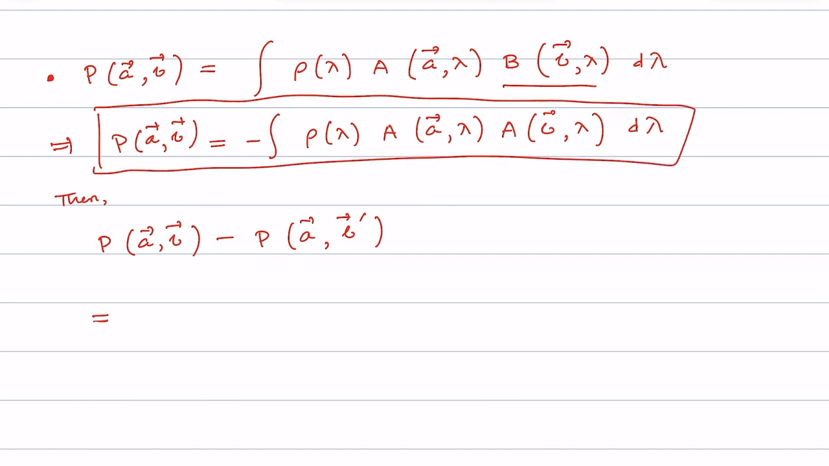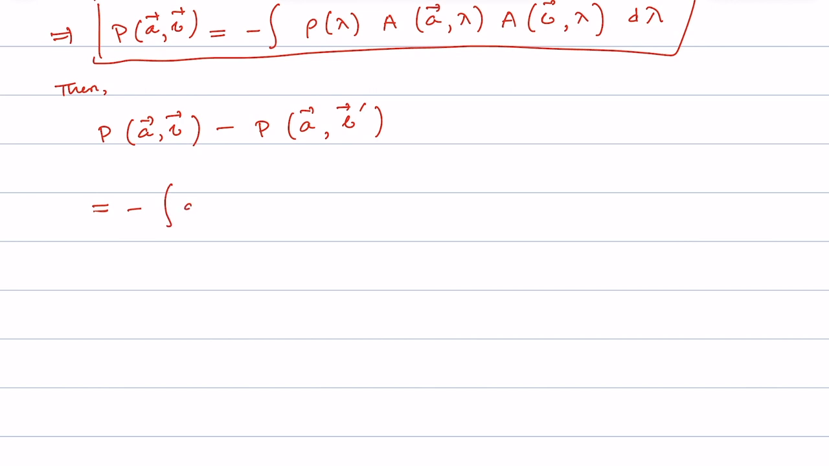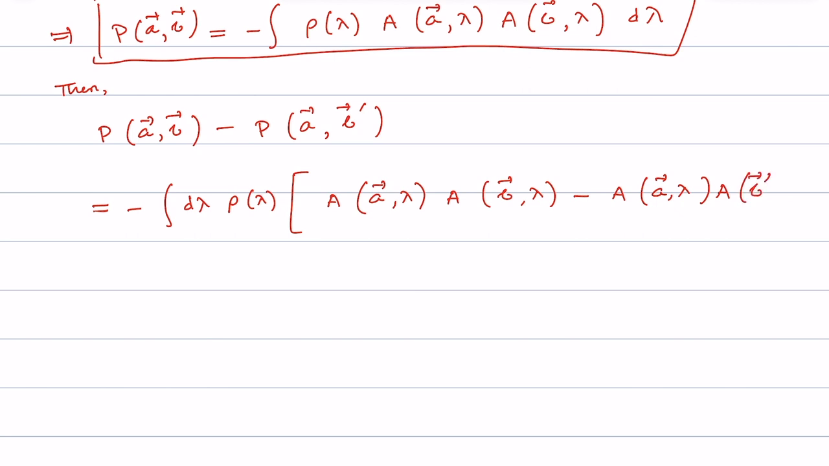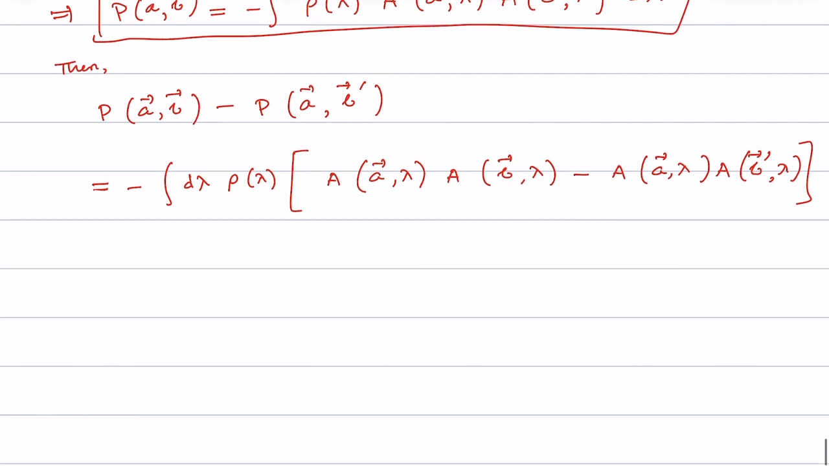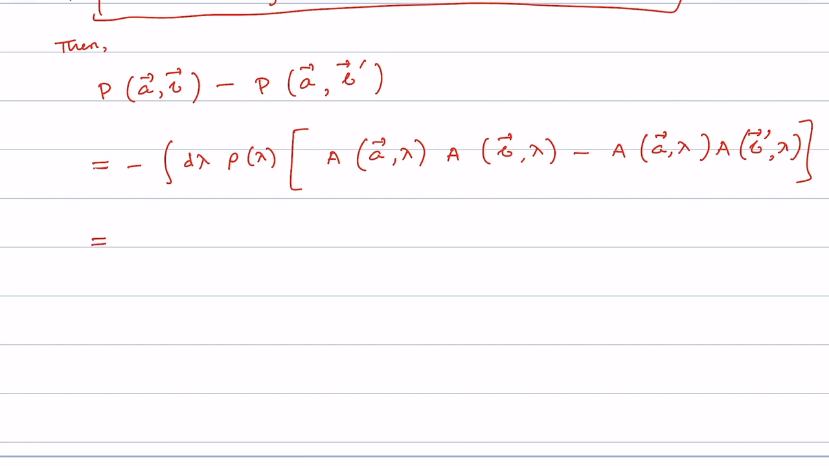If I utilize this expression, I can get minus the integral d lambda rho(lambda) A(lambda, a) times [B(lambda, b') minus A(lambda, a') B(lambda, b')]. Okay, this is what I'll get. And in the similar way that we have done in the lecture class, if you follow similar steps, it is very straightforward to work it out. I'm not going to do it here because that would be repetition of the class actually. So if you can do that in the similar way, just look at the lecture class, you will get the integral d lambda rho(lambda). I'm giving you the procedure only.